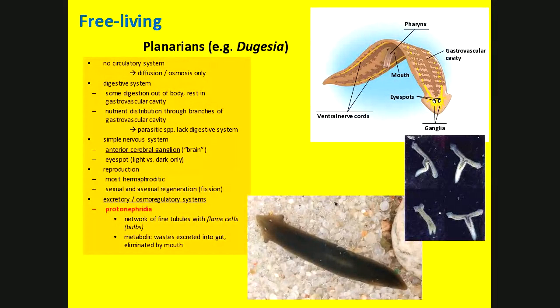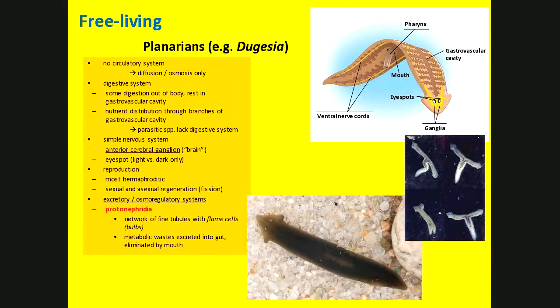Nephridia: if you went to a nephrologist, you'd have a kidney problem. If you have kidney issues, you go to a nephrologist. The study of kidneys and their functions and their structure is nephrology. Proto means a beginning, right? An early kidney. So the protonephridia is an early kidney.